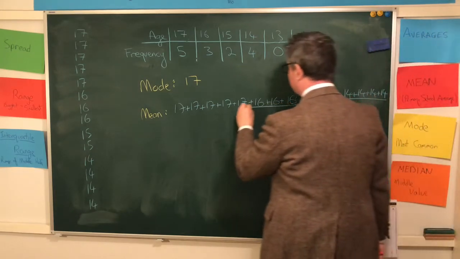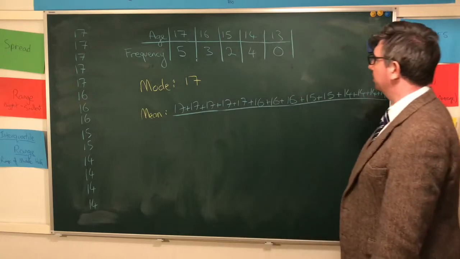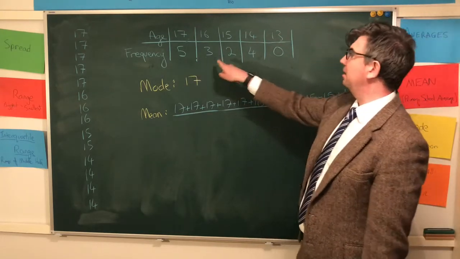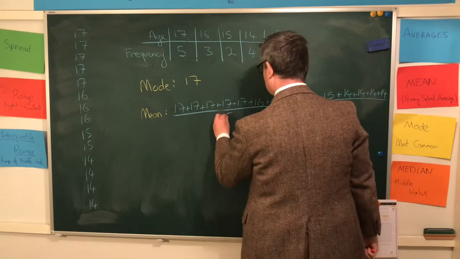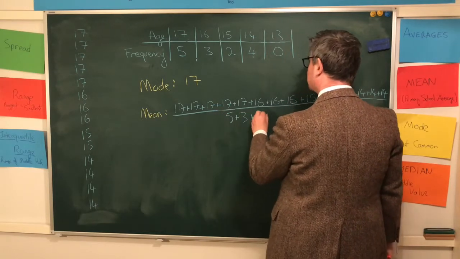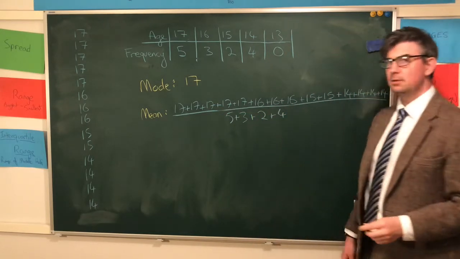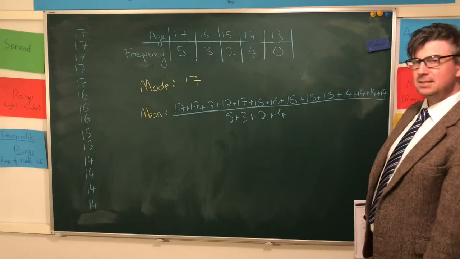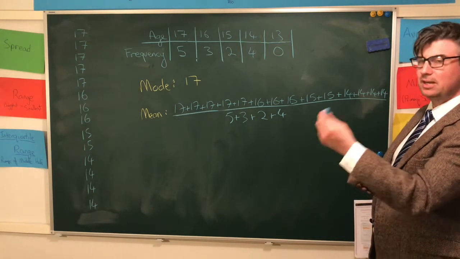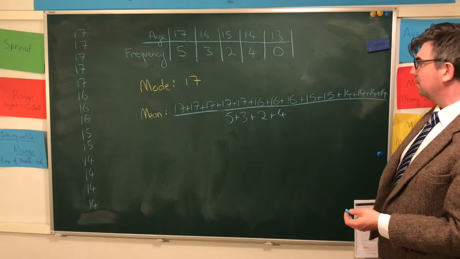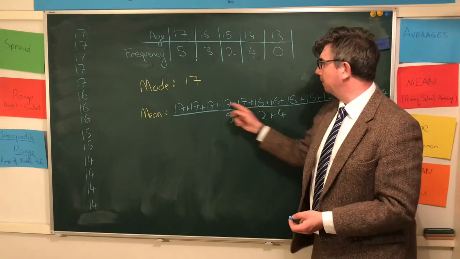Now, how many of them are there? Well, there's 5 there, and there's 3 there, and there's 2 there, so it's 5 plus 3 plus 2 plus 4. Rather than wasting all that really expensive chalk, is there a better way of adding all of these up?